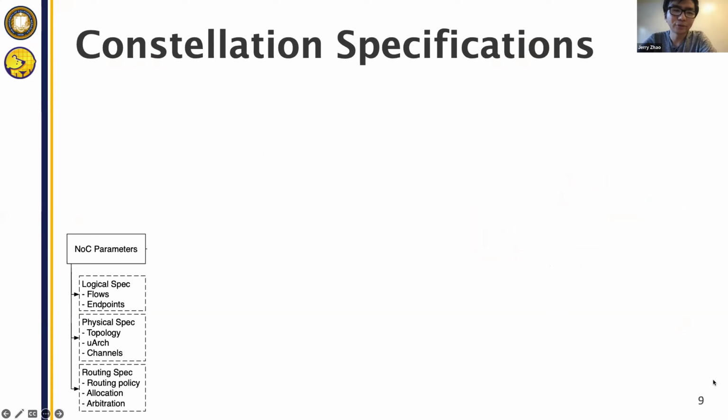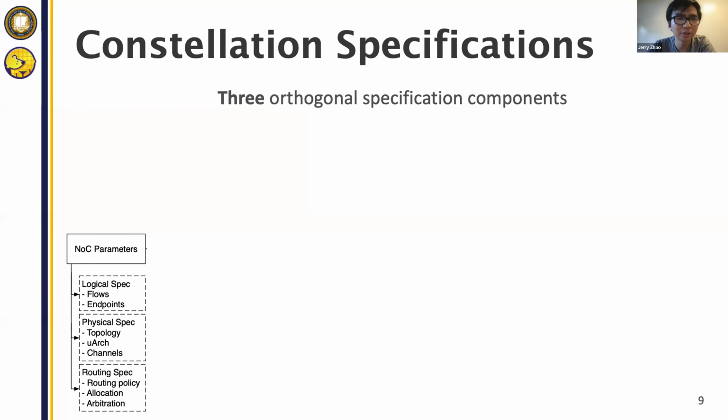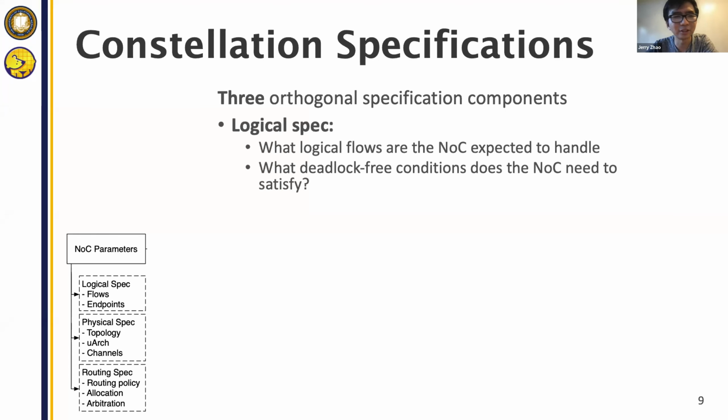So the first stage in how Constellation operates is we ask the user to specify what they want the network to be. In Constellation, there are 3 orthogonal categories to the specification. There is the logical specification, which describes what logical flows the network is expected to handle, essentially the endpoint behaviors the NoC is expected to provide. Usually all-to-all traffic is not necessary. Only a subset of potential flows are actually possible in a configuration. So the user will specify that here.